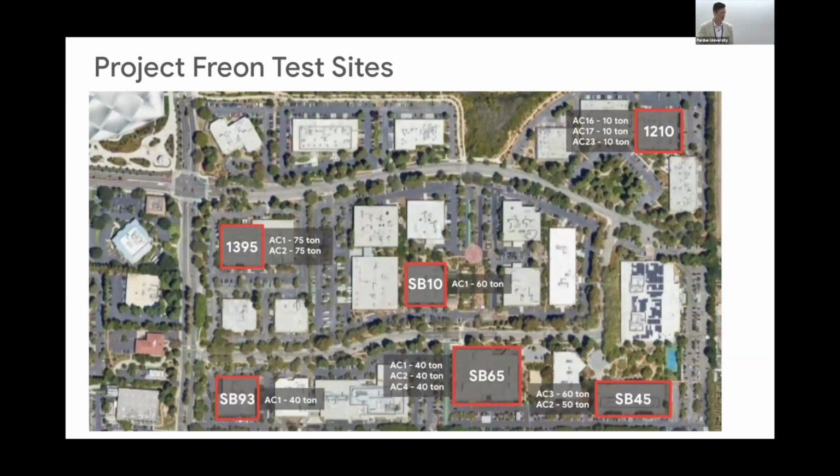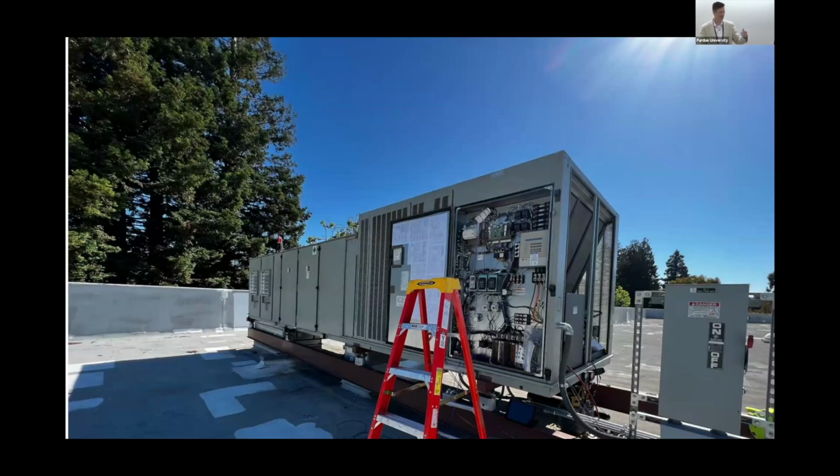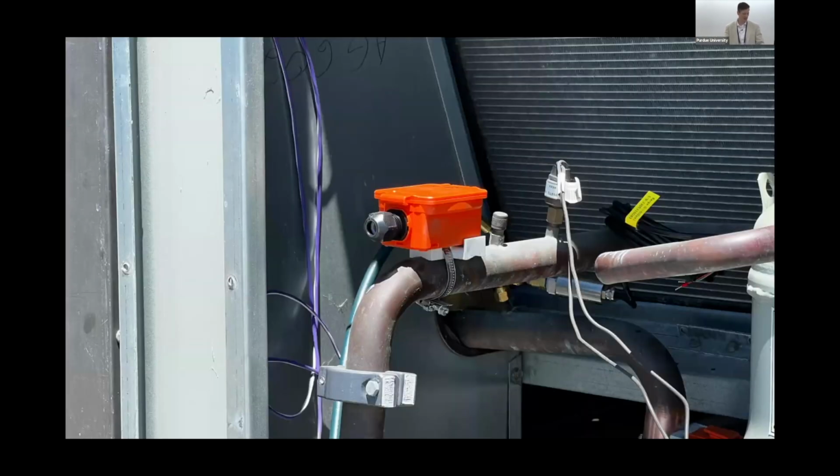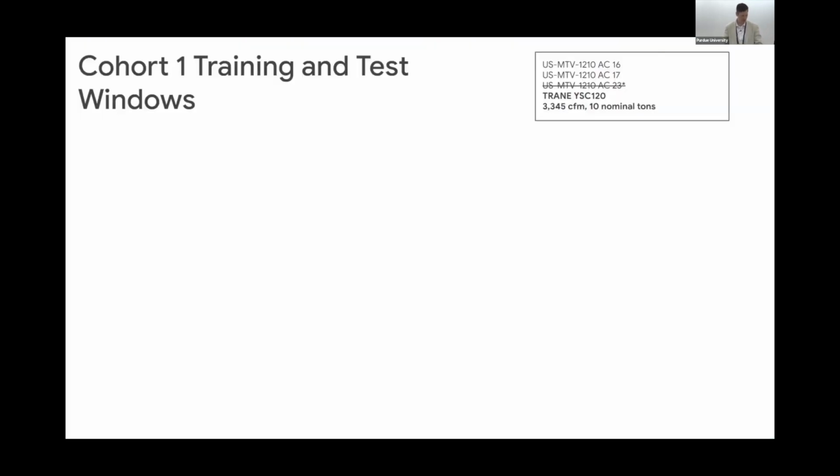So here's a view of our buildings that were instrumented, the ACs on these. These are in the Bay Area, in Sunnyvale. This is our Sunnyvale campus here. And we have several ACs that we instrumented. This is what they look like, very common ACs. You can see the pressure and temperature taps we've put on the refrigerant line.